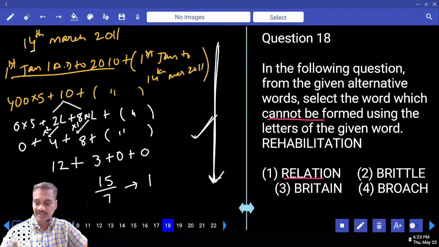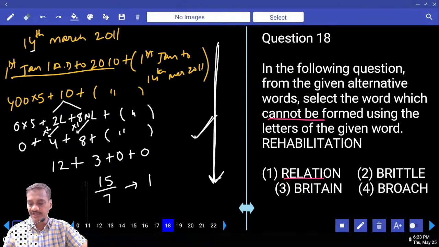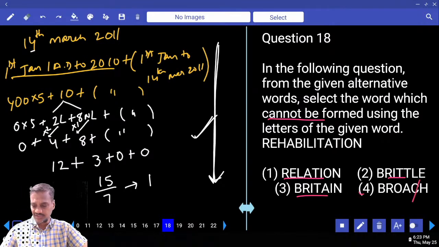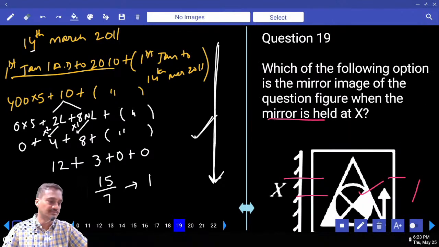Relation, RELATION, yes, it can be formed. Brittle, BRITTLE, yes, it can be formed. Britain, BRITAIN, can be formed. Browse, BROWSE, C is not there. As C is not there, choice 4 cannot be formed.